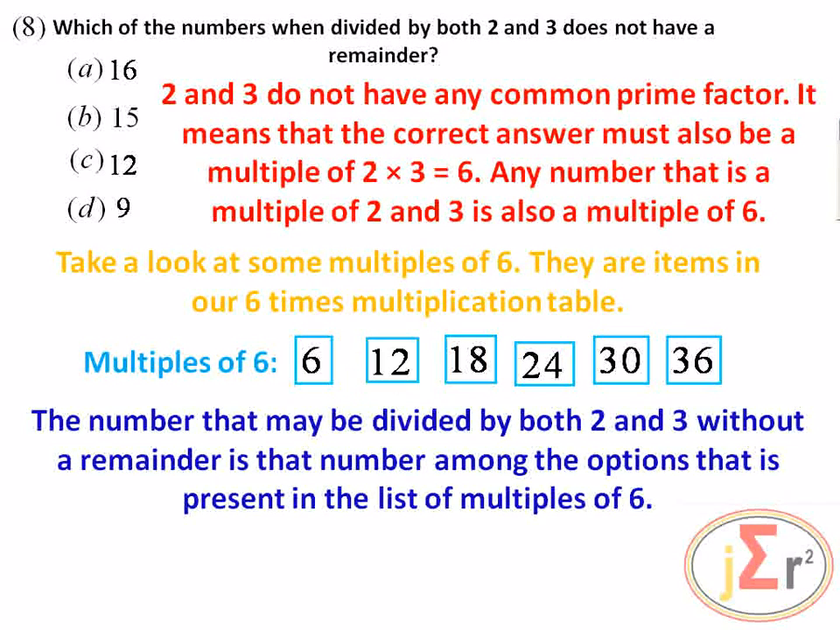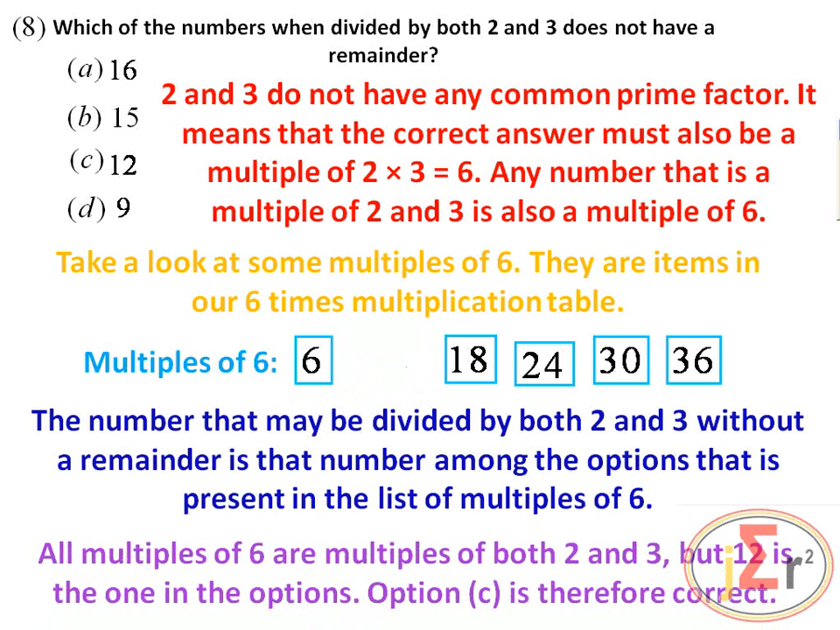The number that may be divided by both 2 and 3 without a remainder is that number among the options that is present in the list of multiples of 6. So, in the list of multiples of 6, only 12 is present among the options. Therefore, our correct answer is option C. Right. All multiples of 6 are multiples of both 2 and 3, but 12 is the one that is in the options. Option C is therefore correct.